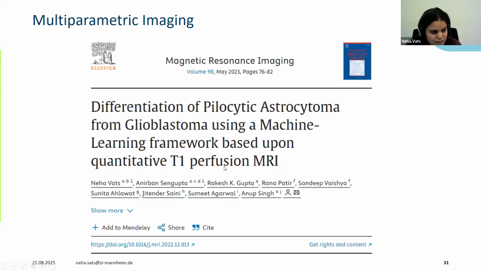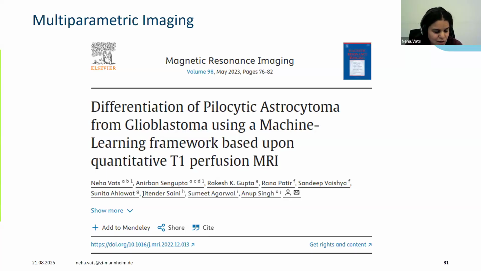We have one of our studies published using multiparametric imaging that helped us differentiate two brain tumor types using a machine learning framework. So we quantified multiparametric parameters and they were fed as a feature set to a machine learning framework that helps us differentiate between two tumor types that were difficult to separate based on the conventional images, or that was difficult to separate by just looking at those images.